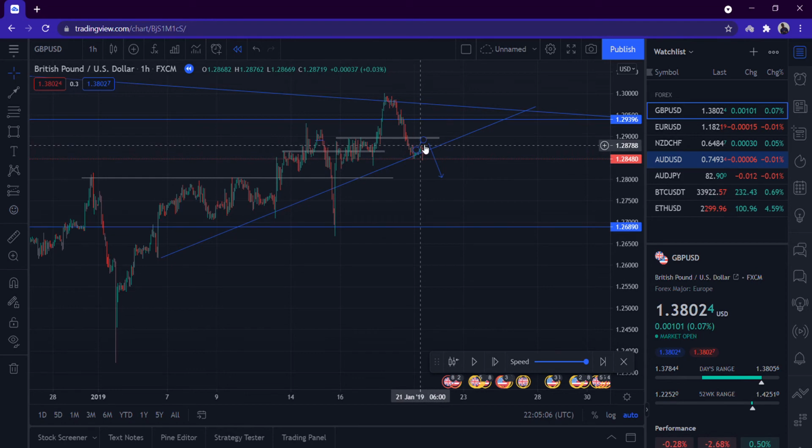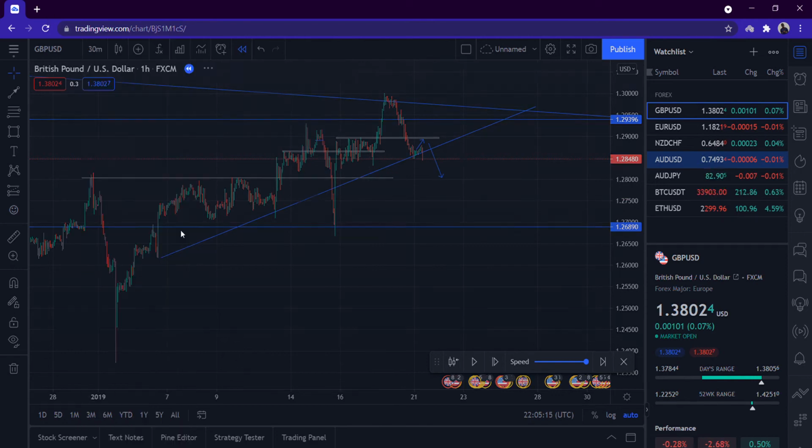Seems like it obeyed this area right here. Am I willing to trade this? Let me see on the lower time frames.